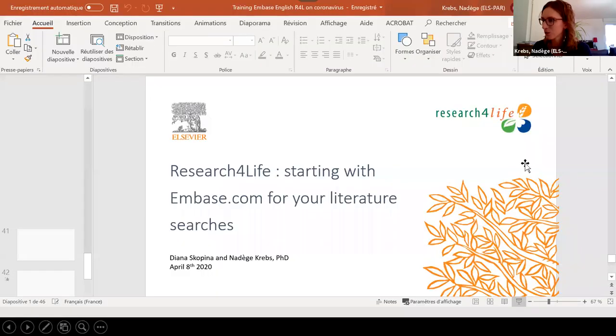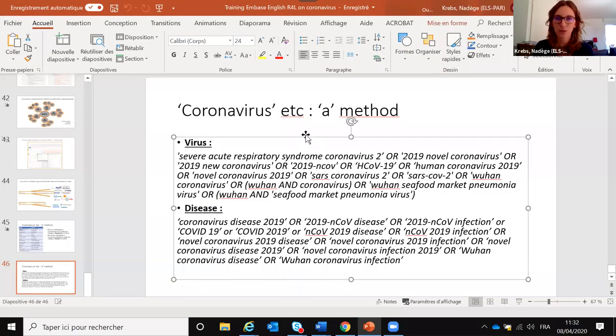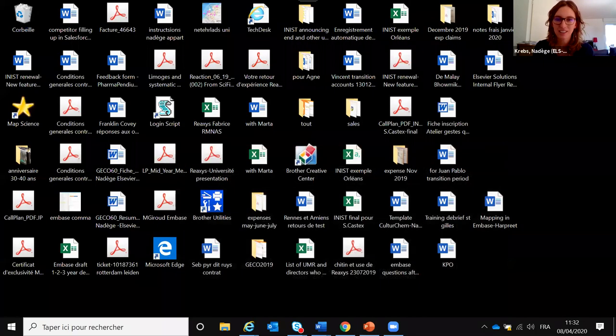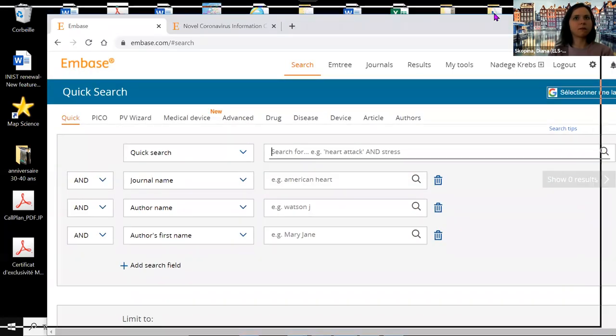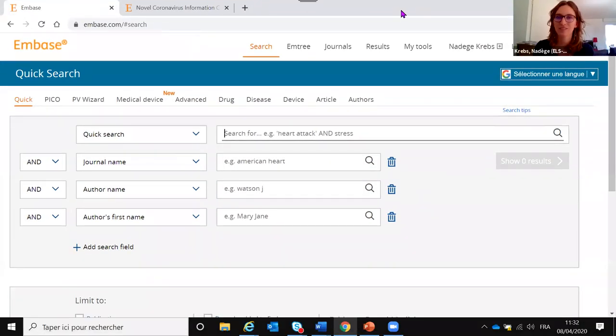So I will take the control again of the screen. Let's see if it works. Can you see? We can see your desktop. Yeah. Can you see now Embase? Everyone? Yes. Okay.